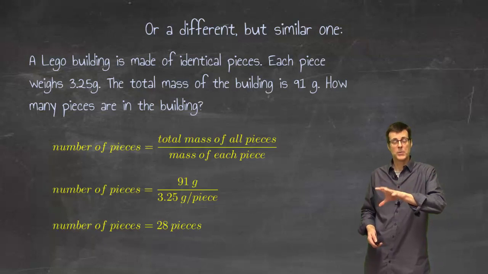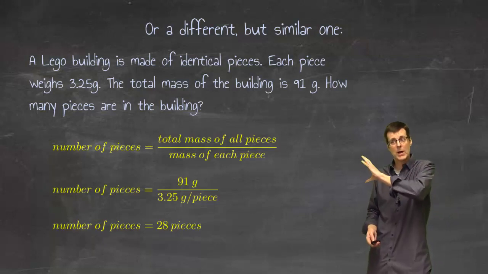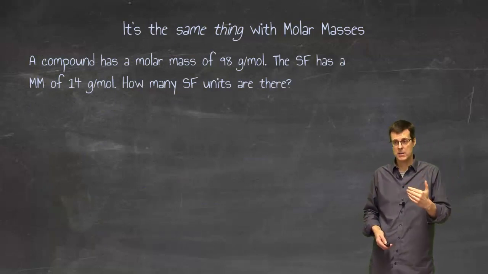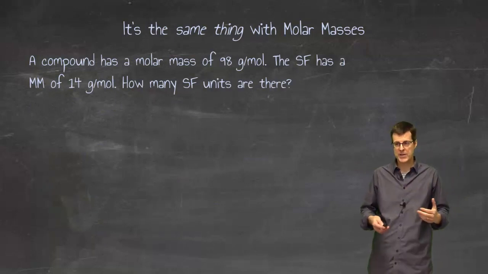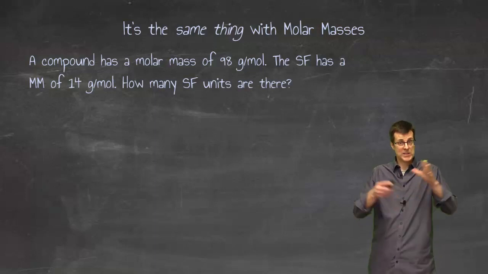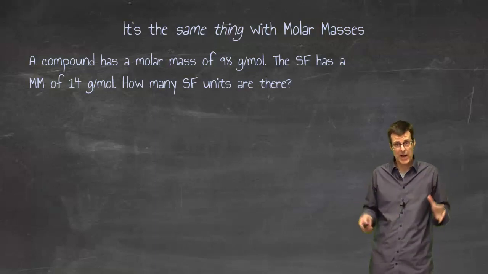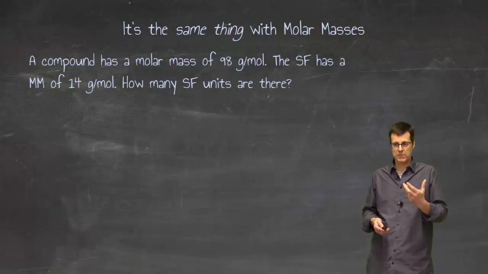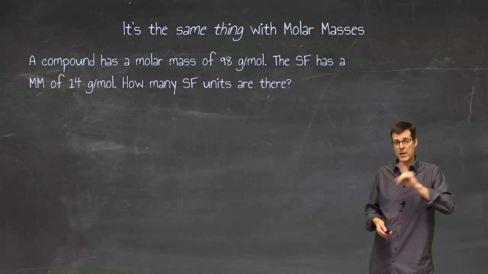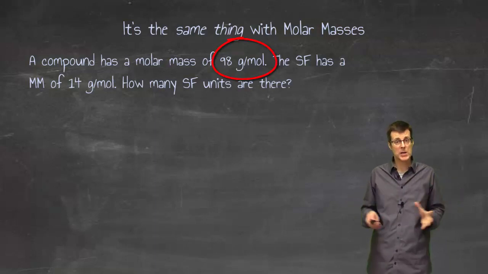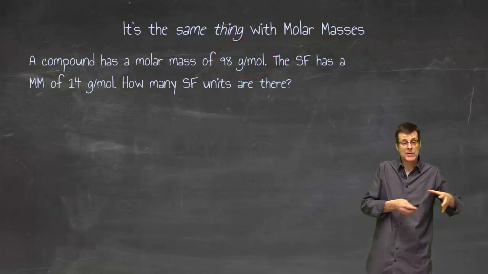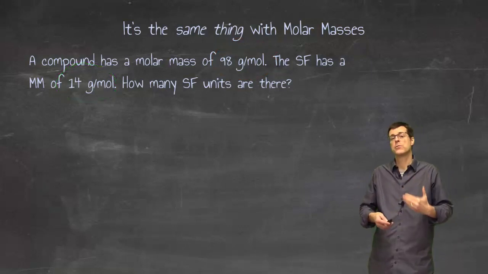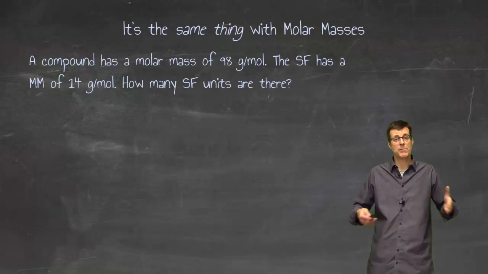Now what we're going to do is take the same idea, but make it a chemical one. So if I had a compound, and the compound had a molar mass of 98 grams, so that's the actual compound, that is the actual molar mass. But I also knew the simplest formula had a mass of 14. So going back to what we were talking about before, I've got all of the blocks together, the molecular formula, and I've got the building block, the simplest formula. So how many simplest formula units did I use to make that full compound?